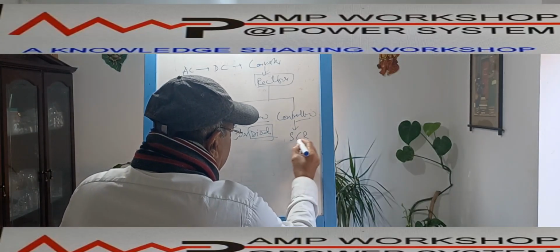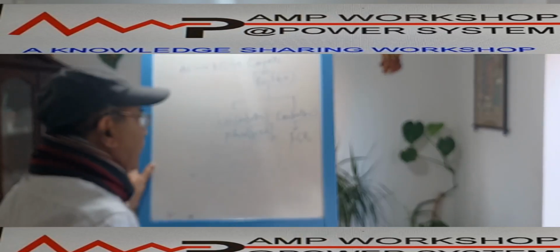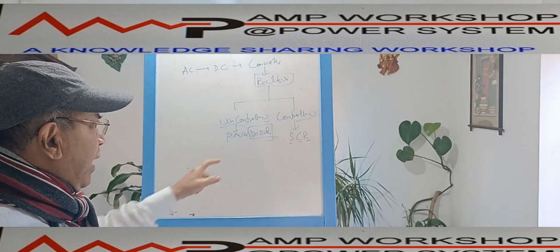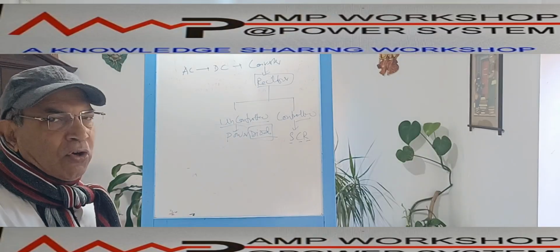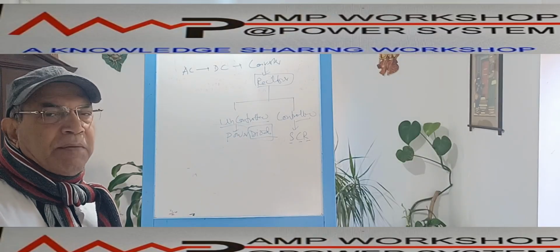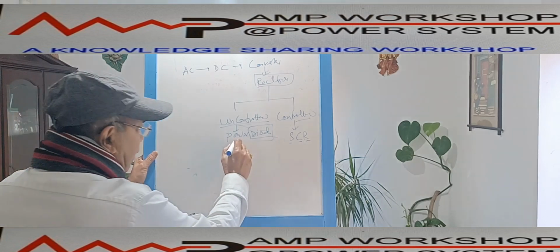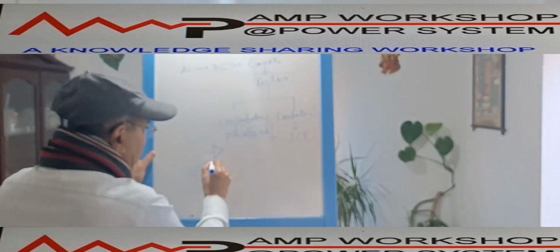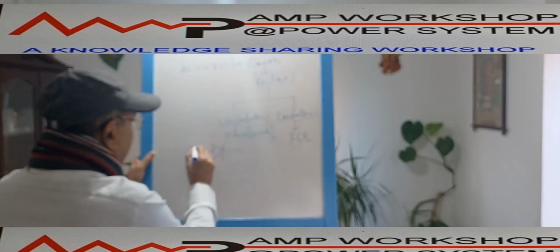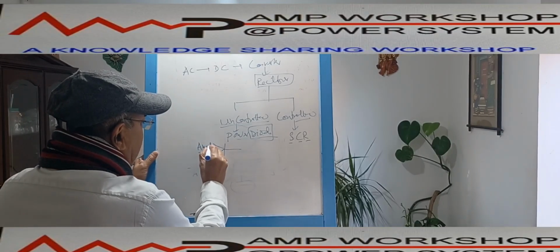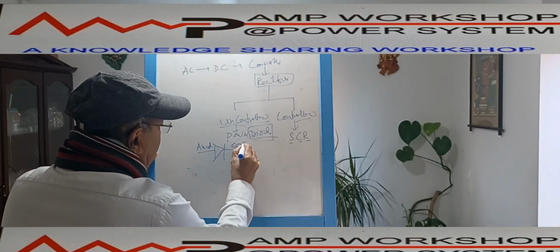We call it SCR, silicon controlled rectifier. So there is a basic difference. Now I am not going into the details of this diode construction, the PN junction and so on, all these things that we have learned. Simply, the power diode has two terminals. One terminal we call the anode terminal, that is the positive terminal. Another is the cathode or negative terminal.